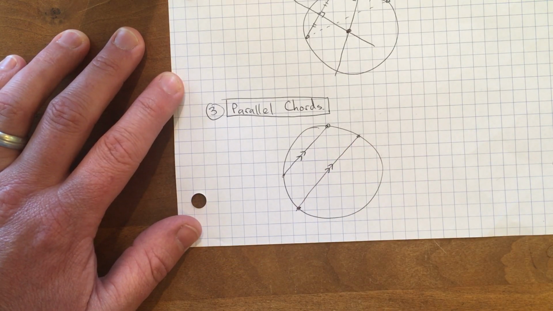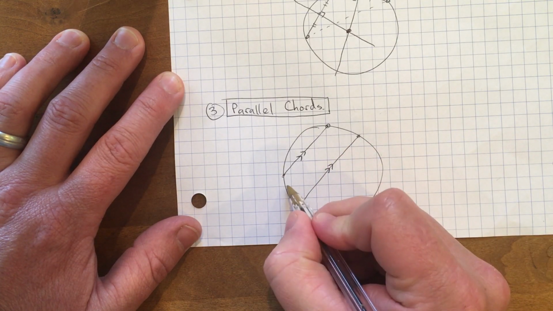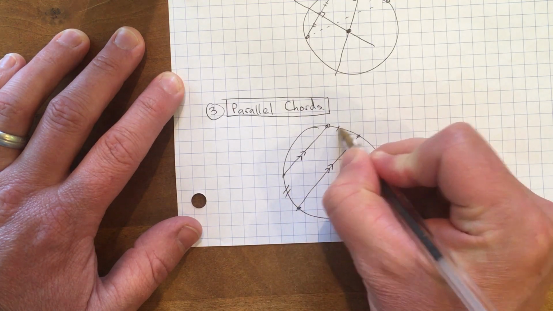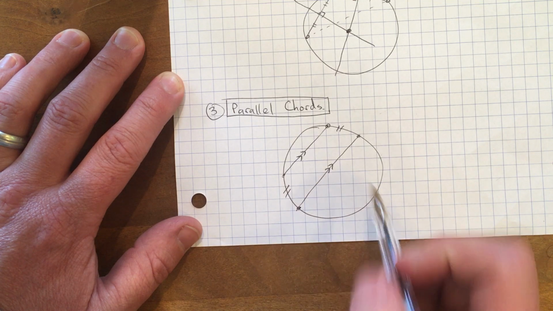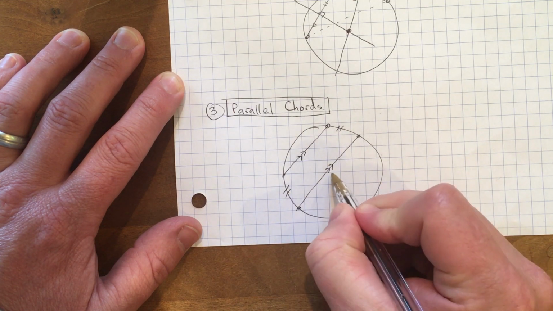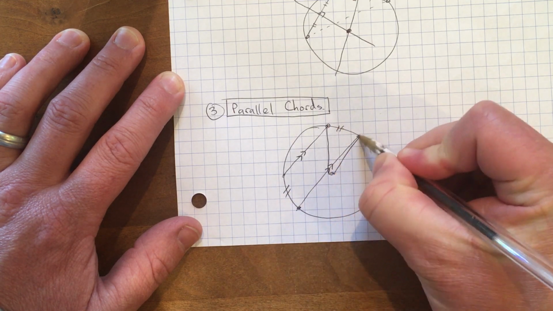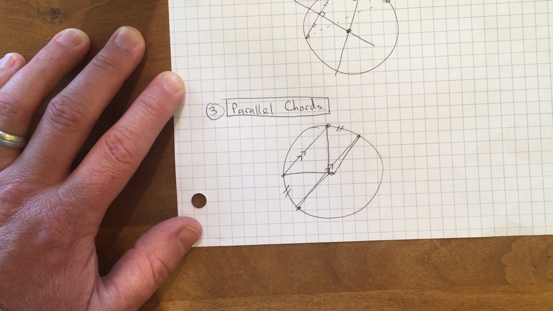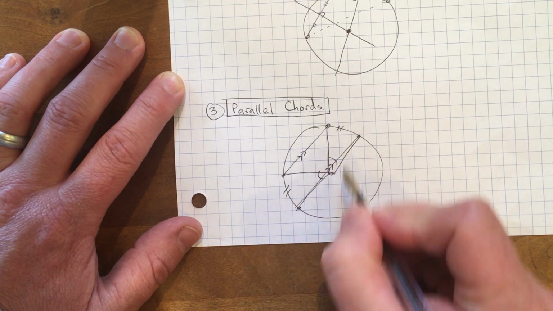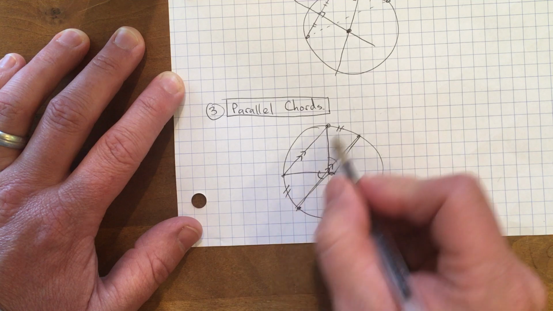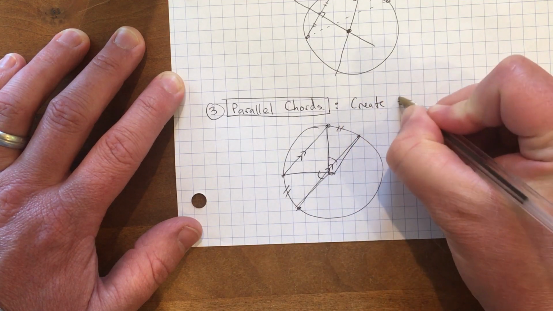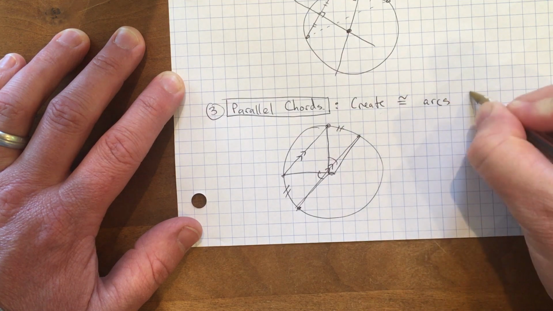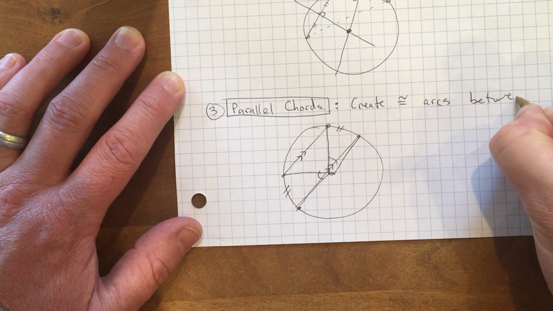And then finally, see these parallel chords here? These are parallel lines, chords in a circle. Well, there's not a cool proof for this right off the bat, but what happens is you actually get congruent arcs. This arc and this arc are the same measurement, which means that this angle here and this angle here would also be the same measurement, these same central angles. But what's important to note is that the arcs are congruent. So parallel chords create congruent arcs between them.